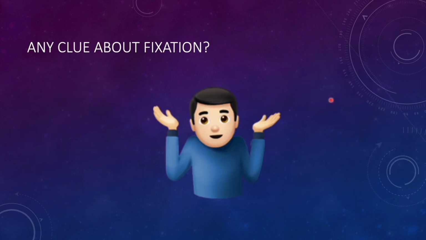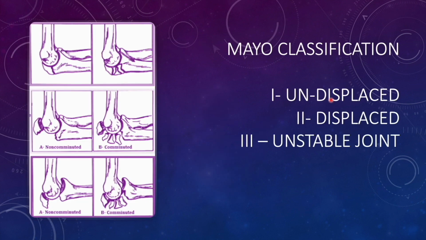So does the Jupiter classification give any clue about the fixation order or the approach or the techniques? No, it just classifies the anatomy of the fracture. So there is another classification, the Mayo classification, in which there are 3 varieties with 2 subgroups. A means non-comminuted, B means comminuted, while type 1 is undisplaced, undisplaced simple and undisplaced comminuted. Then type 2 is displaced, displaced simple, and displaced comminuted.